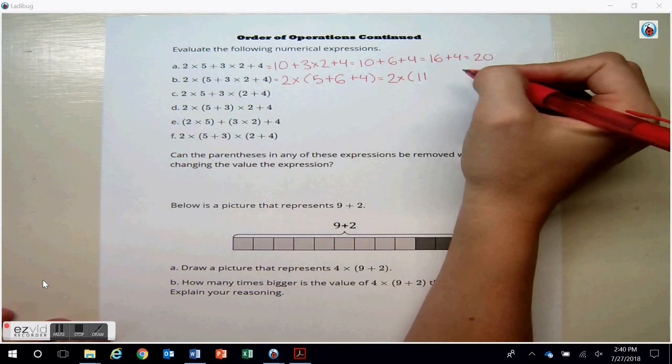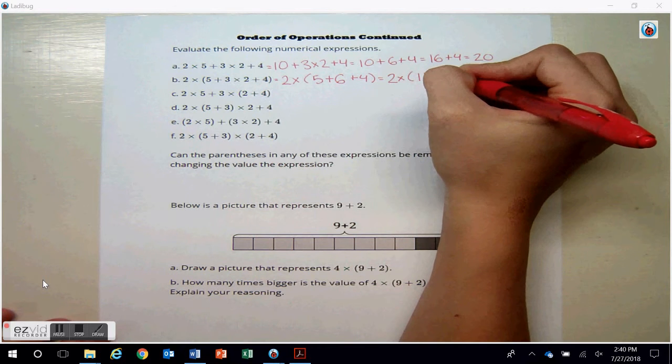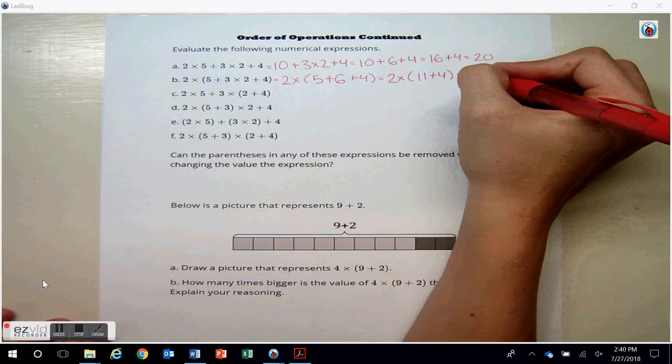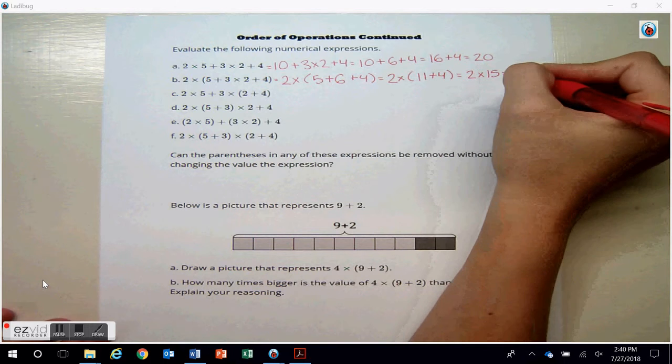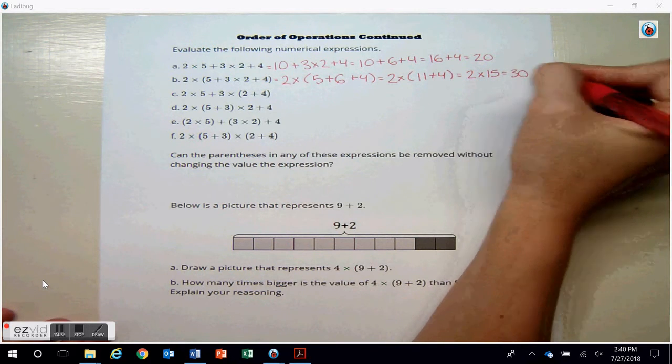And continue with those order of operations within the parentheses. 2 times 5 plus 6 was 11, plus 4. 11 plus 4 is 15. So 2 times 15 gives us 30.